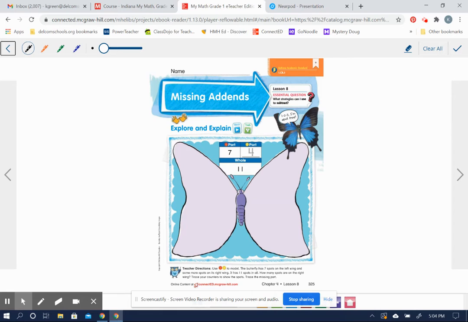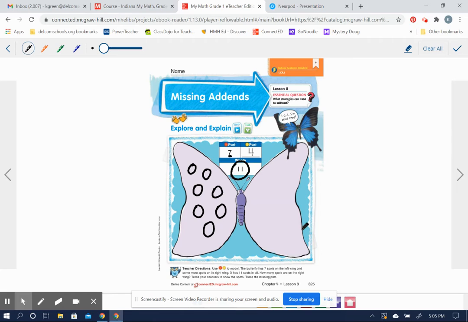All right, so let's start with how many spots are on the left. Let's go ahead and draw 7 spots. Okay, that's this part right here, 7 spots on this side. And then there are some spots over here on the right, but at this point we don't know how many. We do know that the whole number of spots is 11. So if we count on as we draw more spots and we stop at 11 because that's how many spots there are, we'll find out how many are on the right wing.